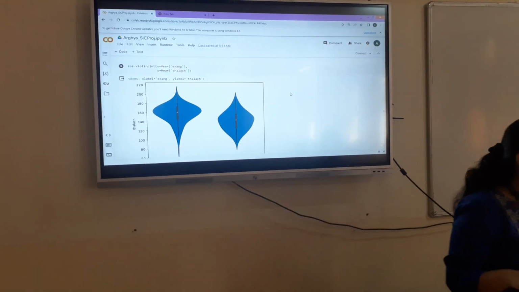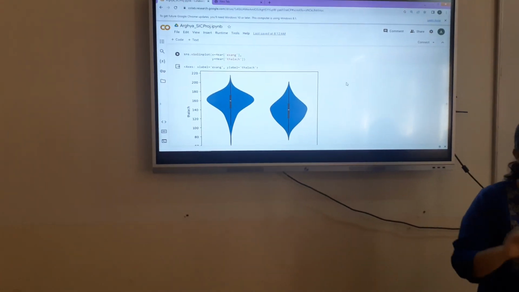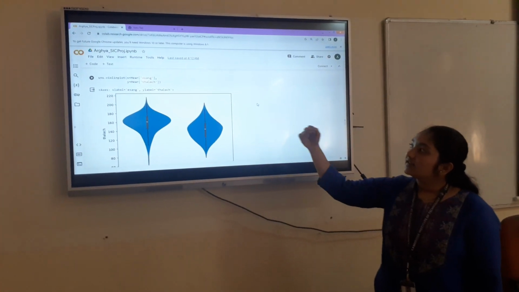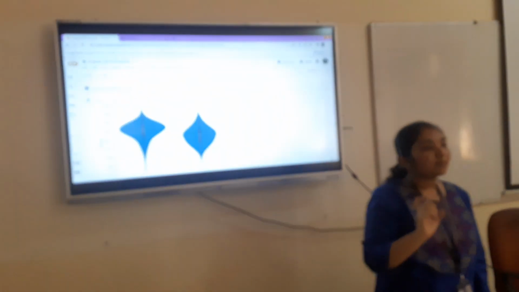Next is the violin plot. I have used exang. Exang is exercise induced angina, that is the chest pain caused because of heavy exercising, and thalach is nothing but the maximum heart rate.